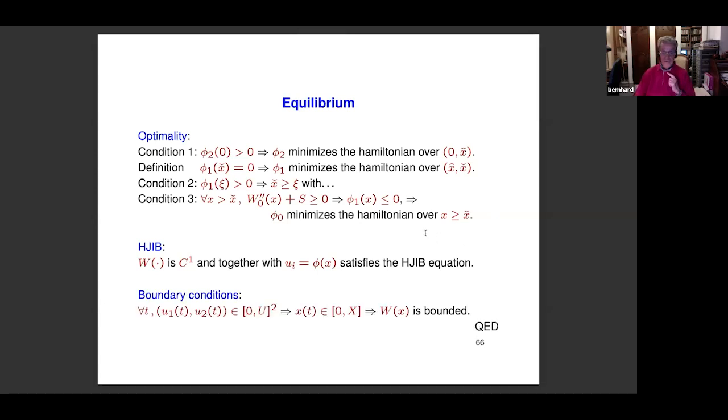Because I bounded the controls, and because the equation is stable, the state remains in a compact interval, and therefore my composite function W is bounded. It's a continuous function of X, and X is bounded. Therefore, I have the correct boundary condition on W. So everything fits, and now we have the proof that I have a Nash equilibrium.